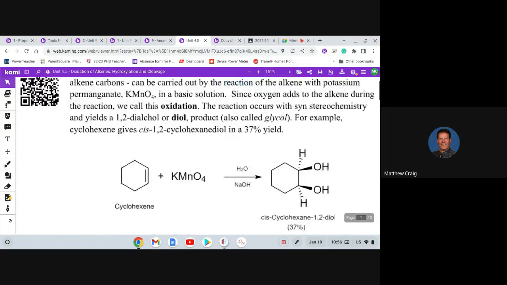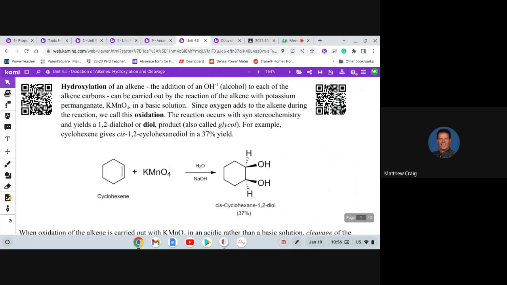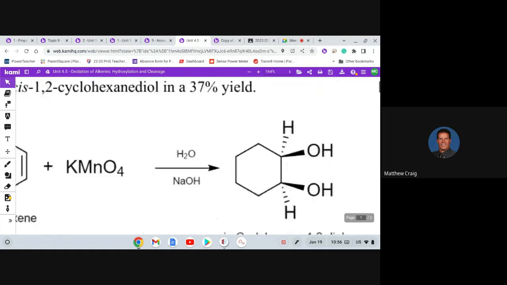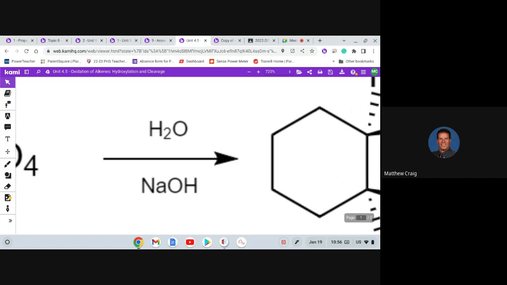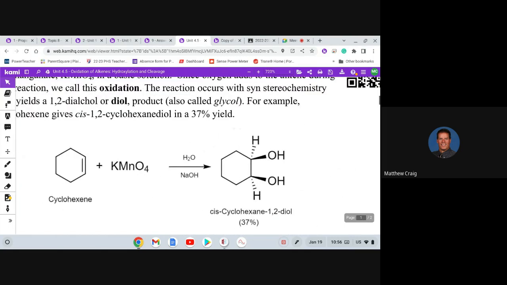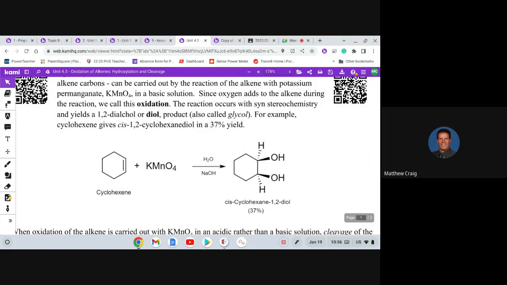Solution where you have an alkene, at least one double bond somewhere within the structure, could be a ring, could be in a chain, etc. If it is in a basic solution, and how are you going to know it's basic? Yeah, it says that it's in a basic solution or has sodium hydroxide. The potassium permanganate, and it's only with the potassium permanganate in a basic or an acidic solution that these reactions are taking place.